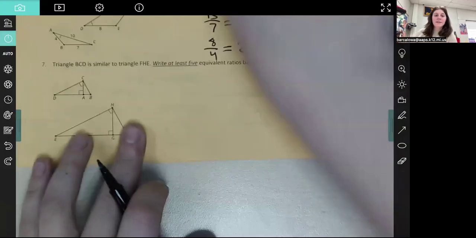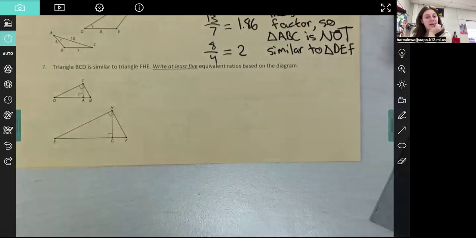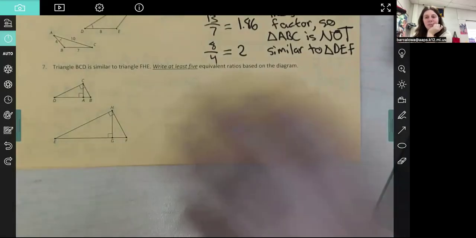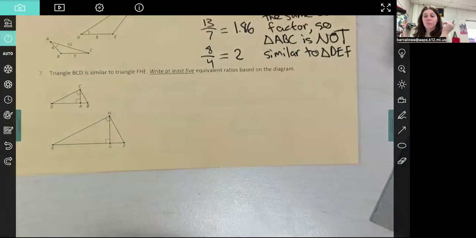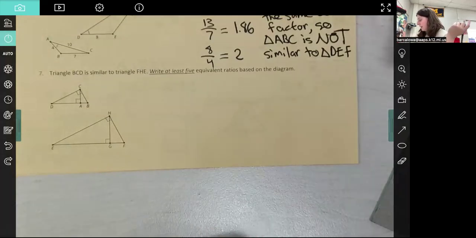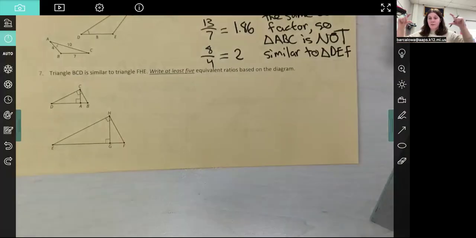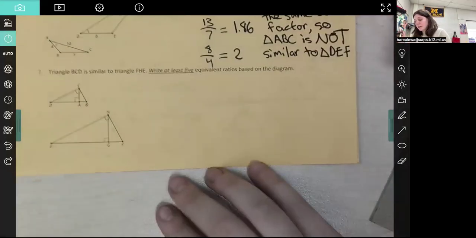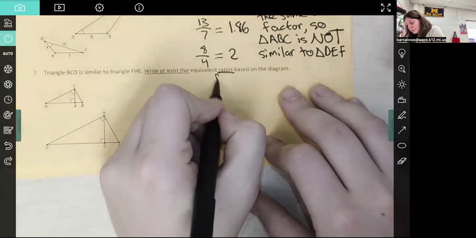All right, triangle BCD is similar to triangle FHE, right? At least 5 equivalent ratios based on the diagram. Okay, I saw a lot of people showing their answers in different ways here. Like in my key, I literally made a chain of 5 fractions that were all equal to each other. In Mr. Geiger's key, he did 5 pairs of equal fractions. Okay, that's what ratios means, by the way, this fraction.